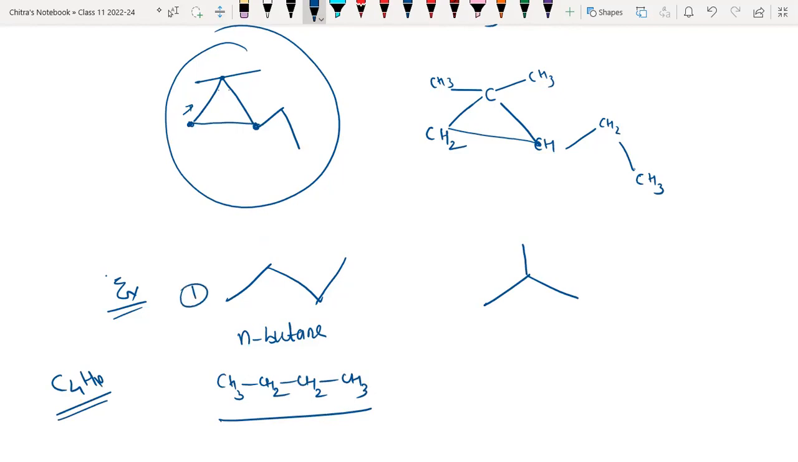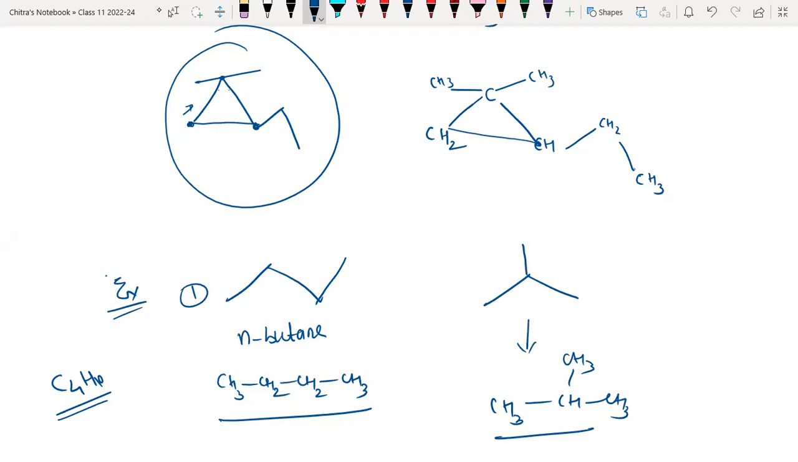And for the other we can write the structure like CH3, CH, here CH3 and here also CH3. So this is another structure for butane. This is the second isomer. Understood? This is nothing but the difference in the main chain of the hydrocarbon, so it is again an isomer.